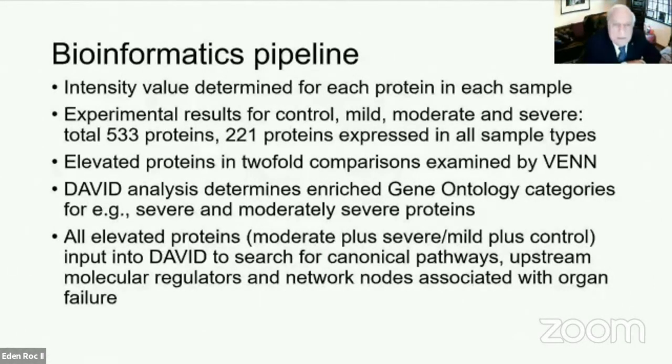The proteomics data we developed is shown here, as well as the pipeline of analysis. And so we were able to determine the intensity or quantitative value for each of the proteins in the samples. We identified 533 proteins across the different severity groups. 221 were expressed in all of the sample types. In order to determine differences between the groups, we chose those proteins that were elevated. By the way, there were decreased proteins as well, but we used elevated proteins that were twofold in difference from control. And then we'll show you a Venn diagram of those. We also did various analytic methods to determine the upstream mechanisms that regulated those protein expressions. And they're listed here, like the DAVID analysis and pathway analysis.